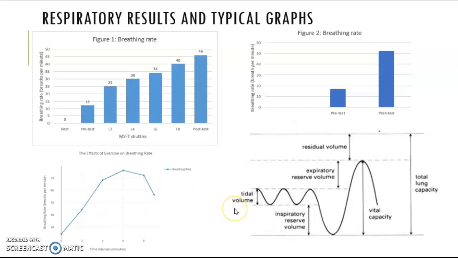Lastly, this graph is called the spirometer trace, which is a graph that shows all volumes of the lungs. In exercise, we would expect to see the tidal volume increase and the expiratory reserve and inspiratory reserve decrease. We would also see that the vital capacity of the lungs increases and the residual volume would decrease.